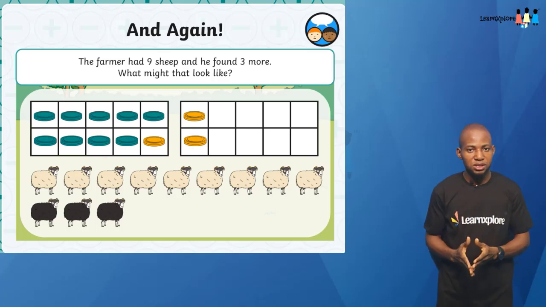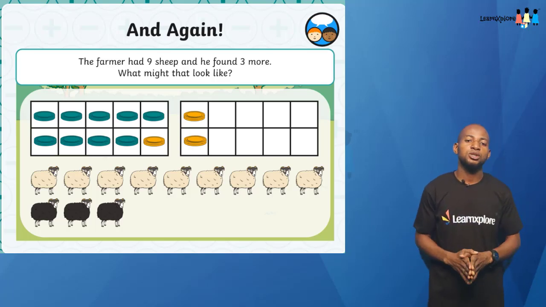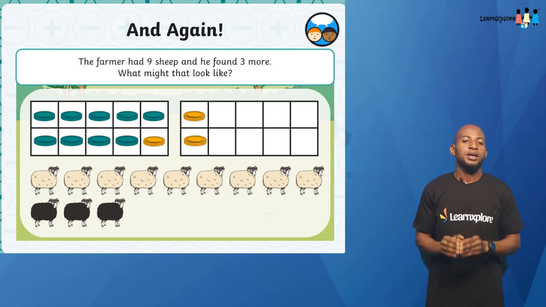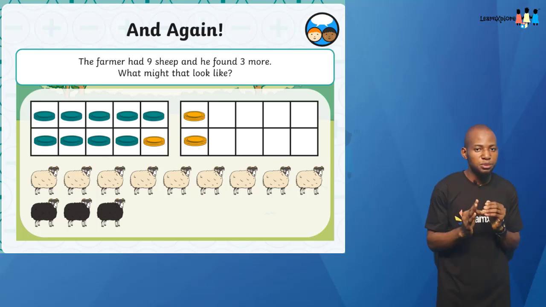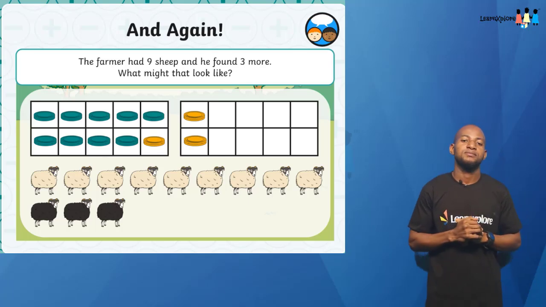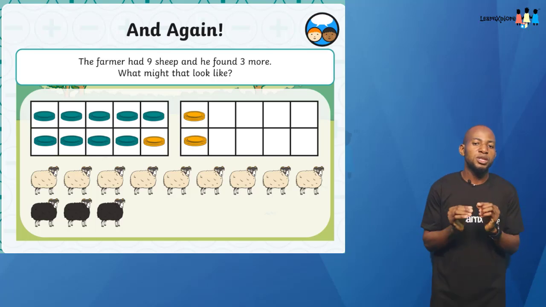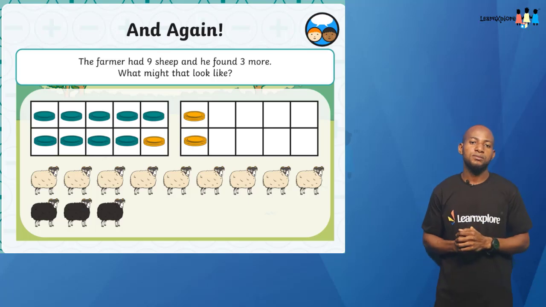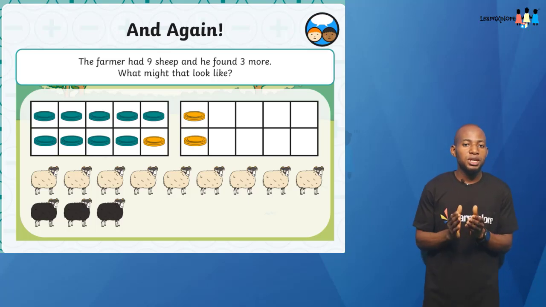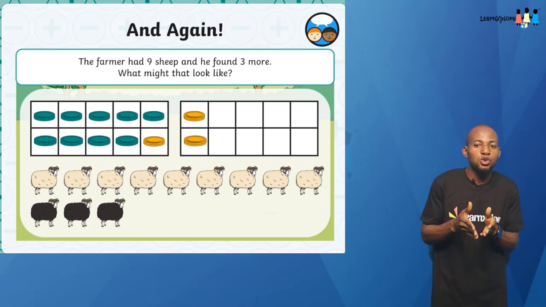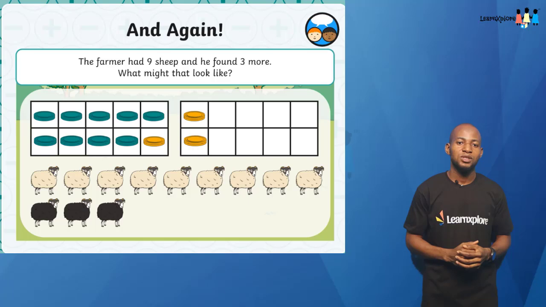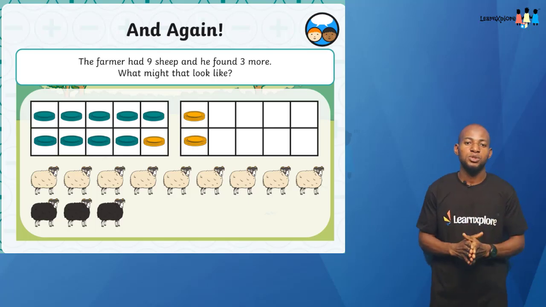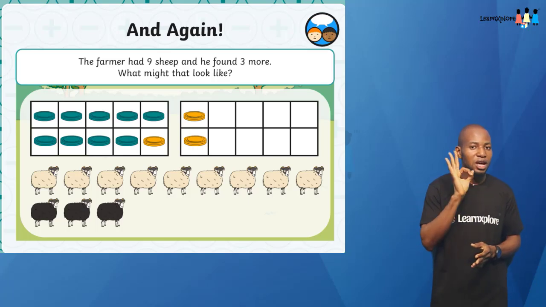Using 10 frames, this is the representation. The yellow counters represent the 3 sheep he found. Using pictures, this is the representation. The 3 black sheep are the new ones he found. See it? We have black and white sheep together. Just 3 black sheep.